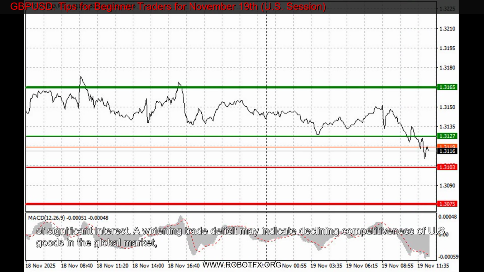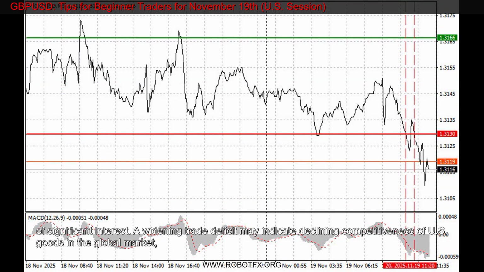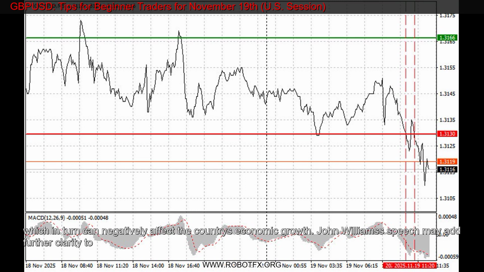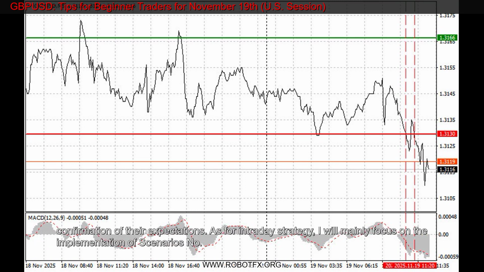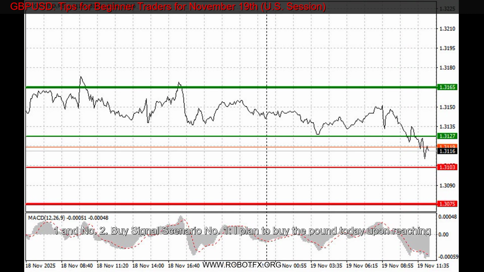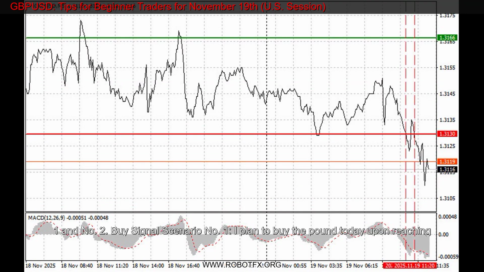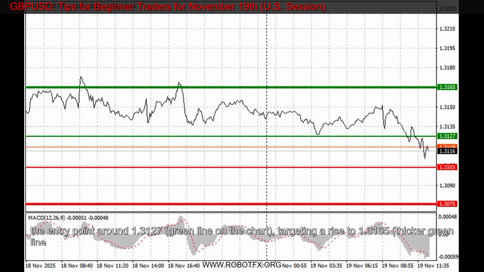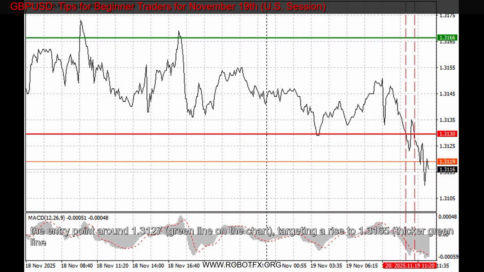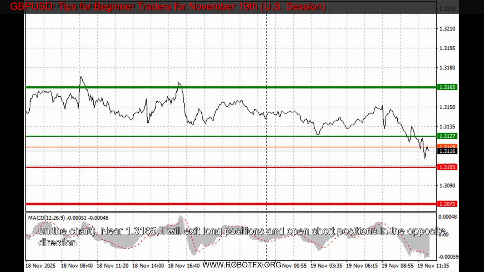As for intraday strategy, I will mainly focus on the implementation of scenarios No. 1 and No. 2. Buy signal, scenario No. 1. I plan to buy the pound today upon reaching the entry point around 1.3127, green line on the chart, targeting a rise to 1.3165, thicker green line on the chart. Near 1.3165, I will exit long positions and open short positions in the opposite direction, expecting a 30-35 point move in reverse. Growth today can be expected only with a dovish stance from the Fed.